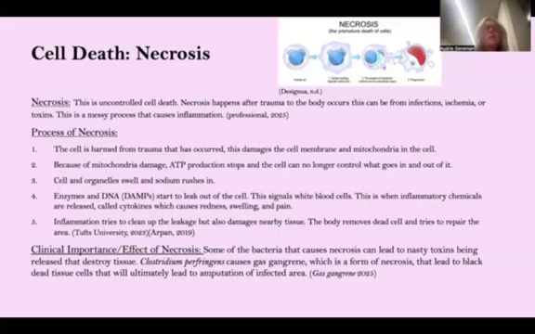Clinical importance and effect of necrosis. Some of the bacteria that cause necrosis can lead to nasty toxins being released that destroy tissue. Clostridium perfringens causes gas gangrene, which is a form of necrosis that leads to black, dead tissue cells that will ultimately lead to an amputation of the infected area.